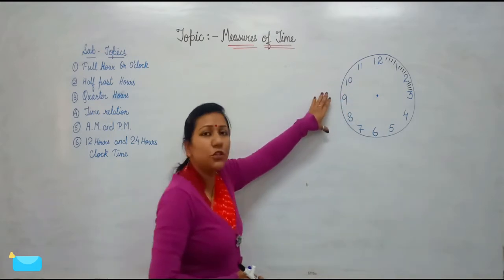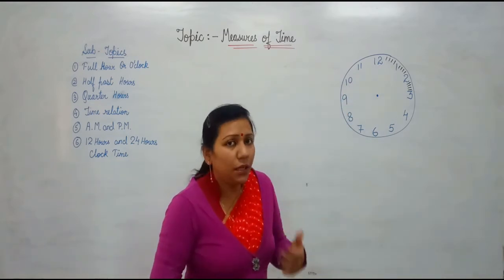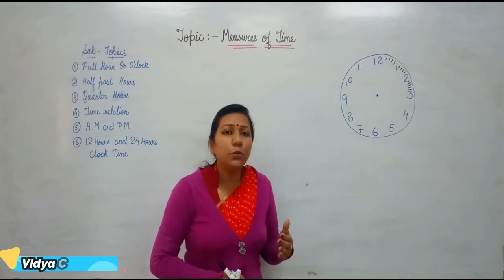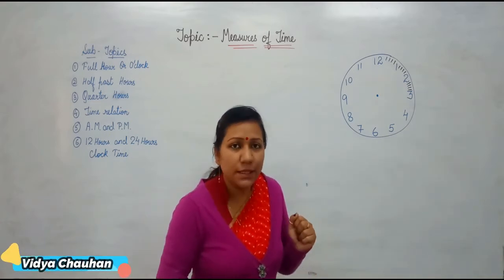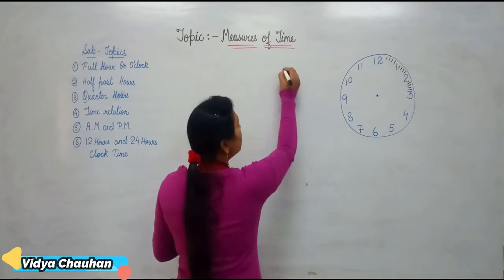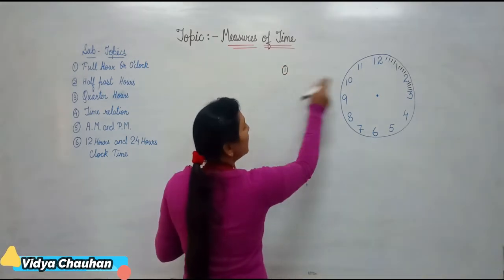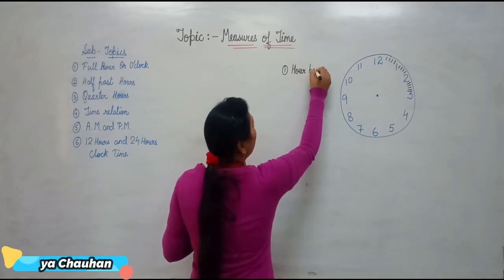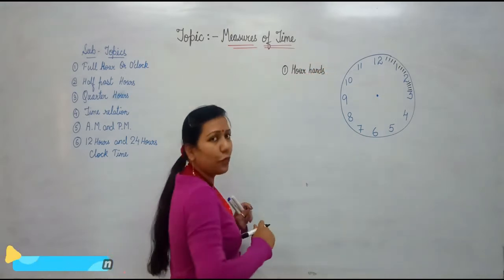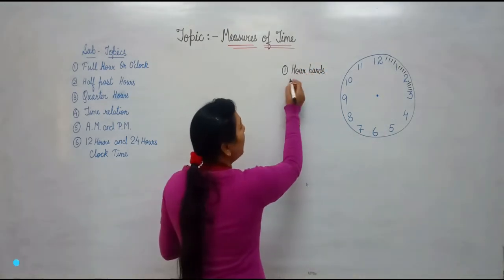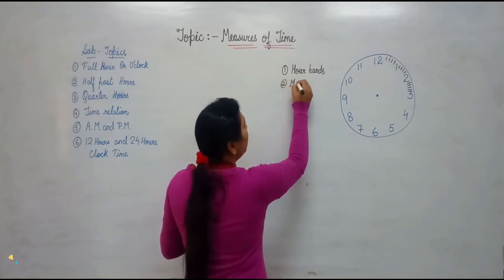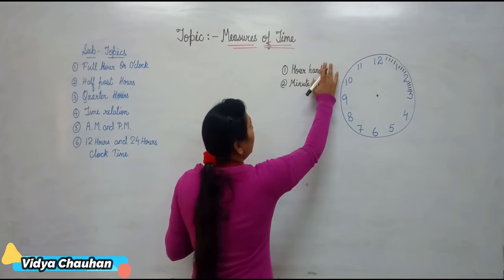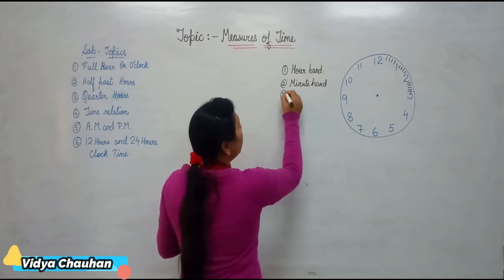But these divisions actually represent different terms. How can we represent different terms? By using different types of needles. There are 3 needles, or you can say 3 hands, present in a clock. The first is our hour hand, the second is the minute hand, and the third is the second hand.